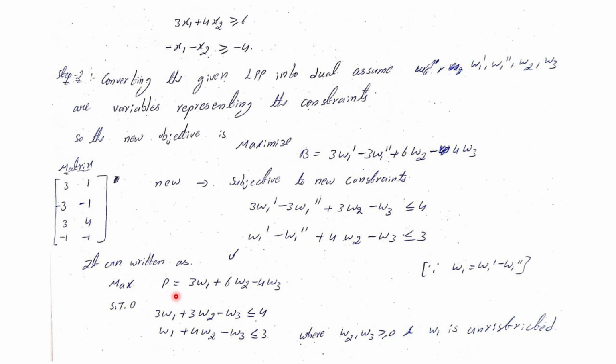So the modified objective function is p equals 3w1 plus 6w2 minus 4w3, and the constraints are 3w1 plus 3w2 minus w3 less than or equal to 4, and w1 plus 4w2 minus w3 less than or equal to 3, where w2, w3 are greater than or equal to 0 as they are non-negative. But here w1 is unrestricted, that means we cannot say that it is non-negative or positive. Okay, thank you.